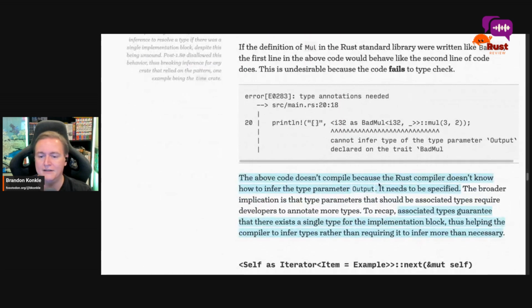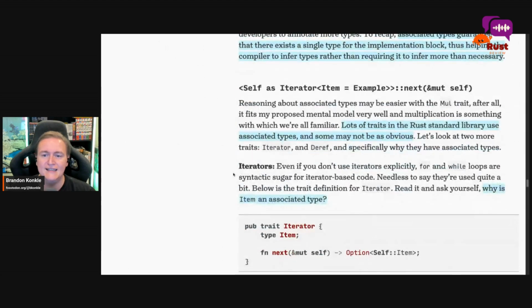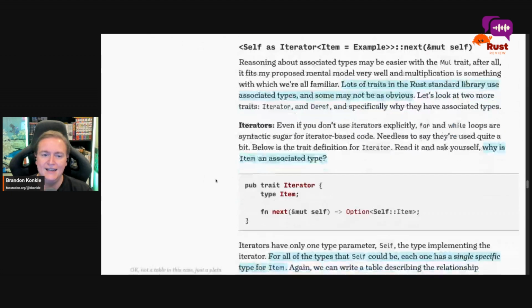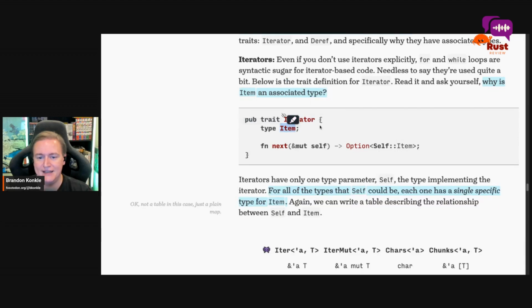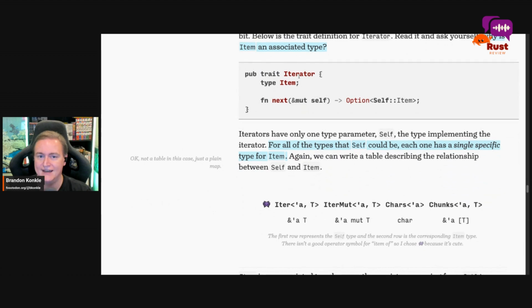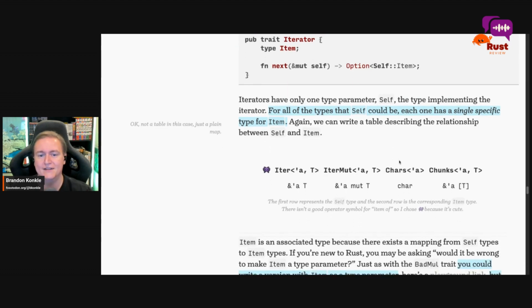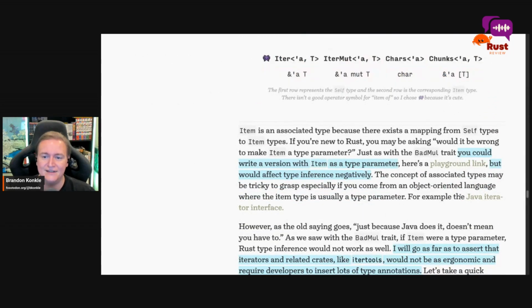So I'll gloss over the rest of this article here. It's definitely interesting. It goes into more detail about why things are this way. It goes into why item is an associated type in an iterator, because again, for all of the types that self could be in this case, there's no parameters here. It's a little bit more confusing than the more straightforward examples before, but each one has a single specific type for item, the output type there, the associated type. So that mapping, that table exists in this case too.